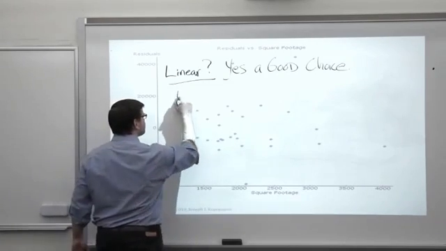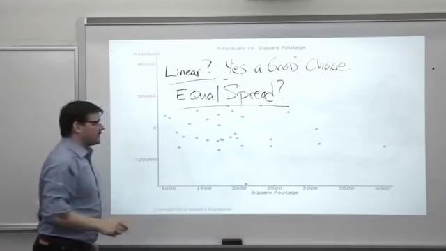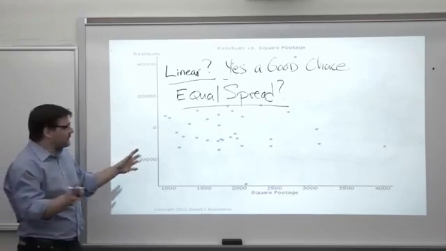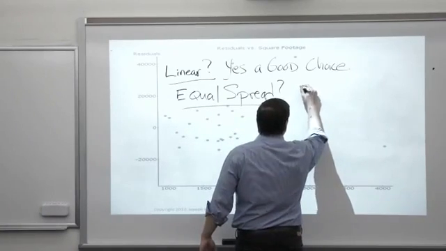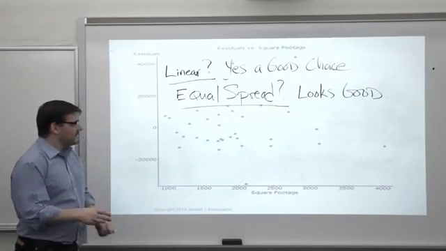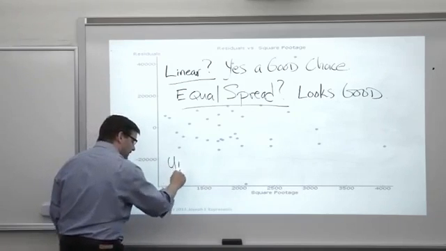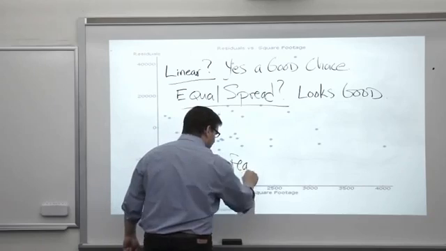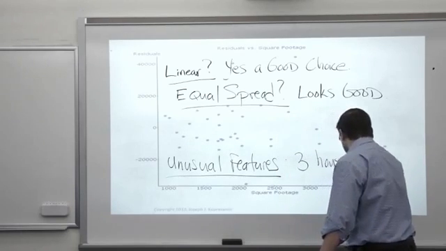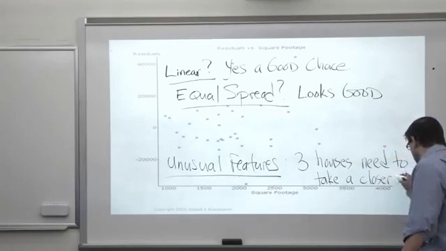Number two, equal spread, question mark. As I move left to right across the page on the residual plot, do I have equal spread? Nothing is really screaming that we don't. So equal spread, this looks good. So the first two conditions are met. Number 3, any unusual features, any outliers. I think there's 3 that we should take a look at, right? So down here, any unusual features. Probably 3 houses need to take a closer look.